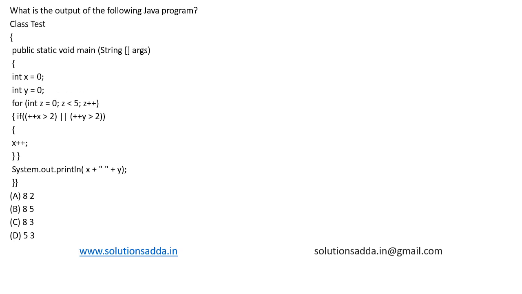This is a question from Java programming. We are given x equal to 0, y equal to 0, a for loop is given, then one if condition is also given. Based on the if condition, we'll execute this particular statement. Now, the important point to remember here is we have to use the short circuit technique in such cases. Short circuit technique.